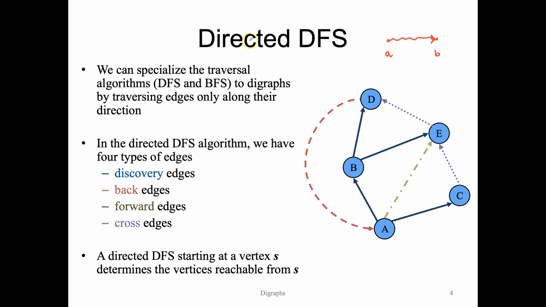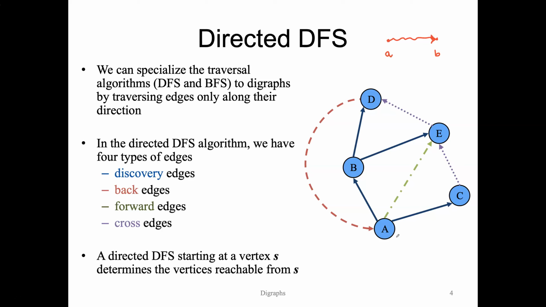Now we can specialize the graph traversal algorithms that you've seen already, depth first search and breadth first search, in order to make them applicable to digraphs. And this is done by only traversing edges along their direction. So for example, if we started at vertex A, we could follow outgoing edges to B, E, and C, but we would not be able to follow this incoming edge. So we can use the same depth first search and breadth first search algorithms that you've seen, but rather than considering from a given vertex all incident edges, only considering outgoing edges so that they're followed along their direction.